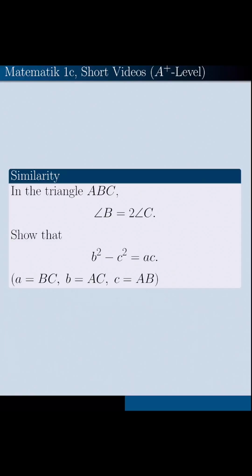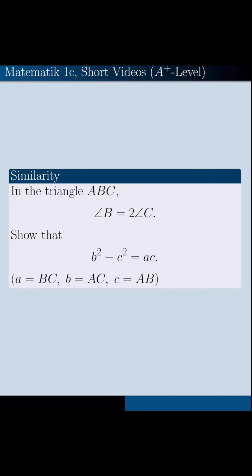Hello, in this short video I'm going to solve the following A+ level problem for you. It's a problem on the topic of similarity of triangles. In the triangle ABC, the angle B equals 2 times the angle C. Show that b squared minus c squared is equal to ac.